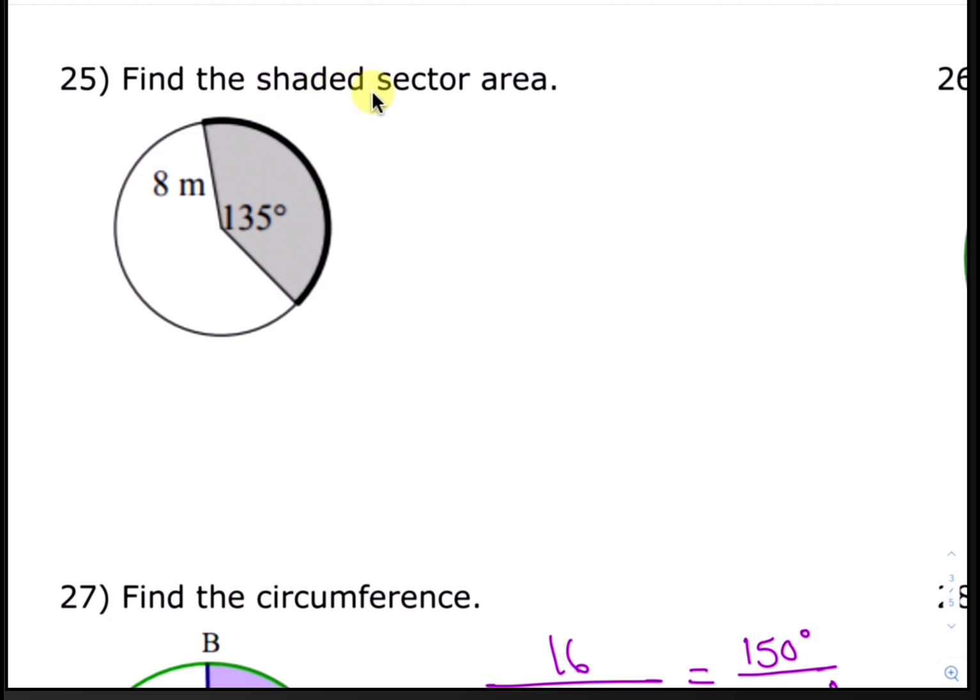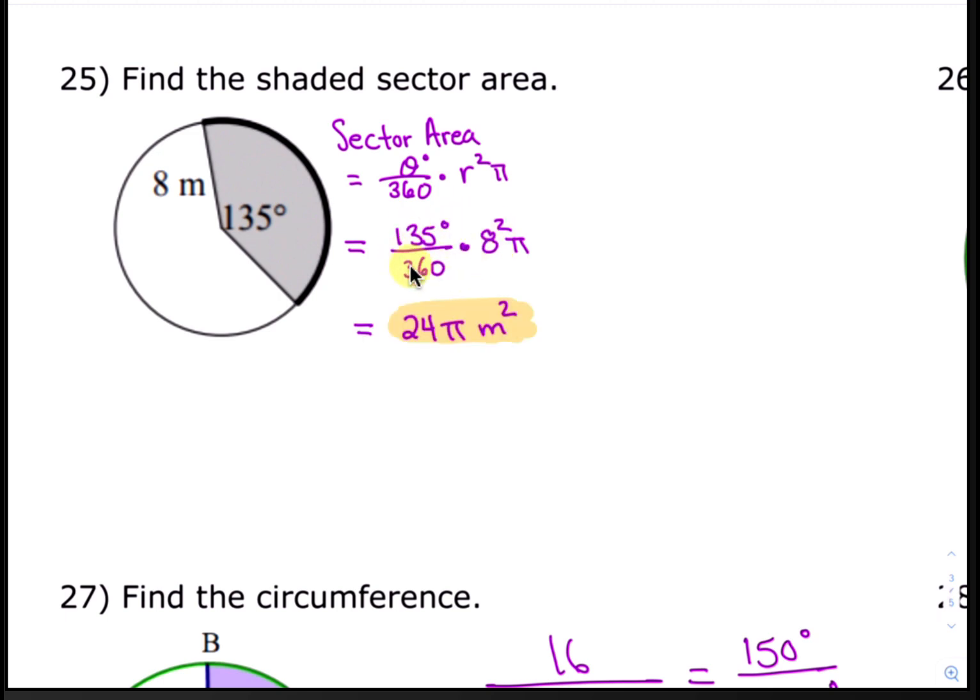Number 25, find the shaded sector area. The formula for the sector area is degree measure divided by 360 times r squared pi. The degree measure is 135 and the radius is 8. When we multiply that out, multiplying everything except for the pi, that's 135 times 8 squared divided by 360, we get 24. So our final answer is 24 pi, and that is square meters. If we want the decimal answer, that would be 24 times pi, or 75.398 square meters.